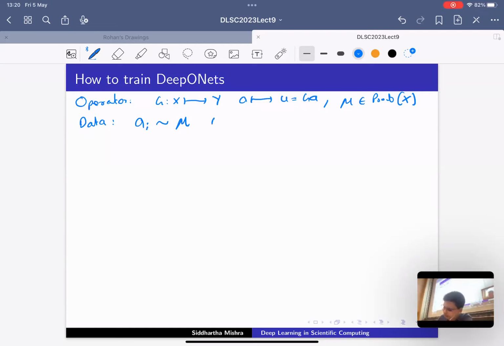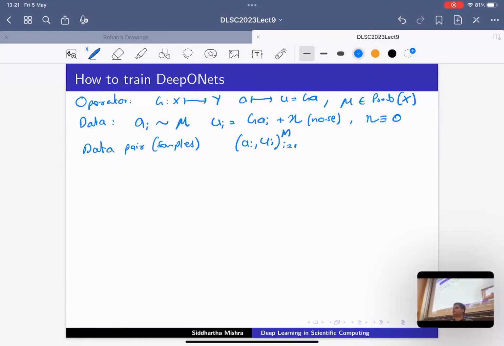And then my u_i is nothing but G of A_i plus some noise eta. In practice, for simplicity here, because this will lead to further complications, let me assume that I'm in a noise-free regime. For instance, everything is done by numerical simulations, rather than actual lab observations. So now, instead of having access to the operator, I have access to what are called data pairs or samples. And these are of the form A_i, u_i, i from 1 to, let's call it, capital N. Okay, so in practice, this is what I have access to.